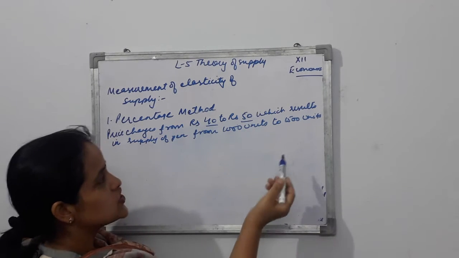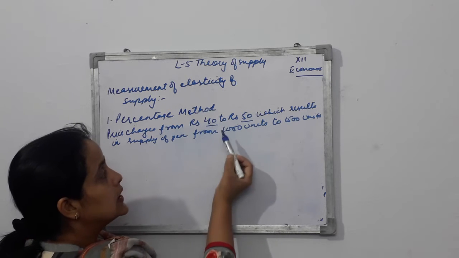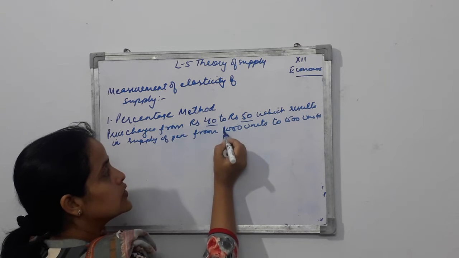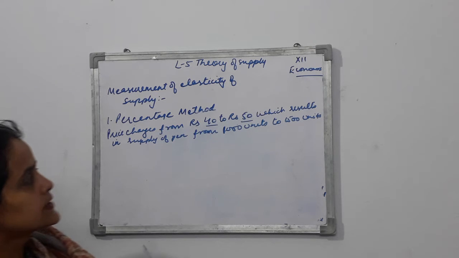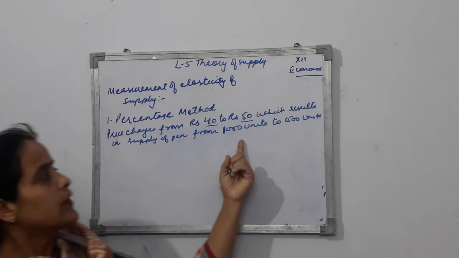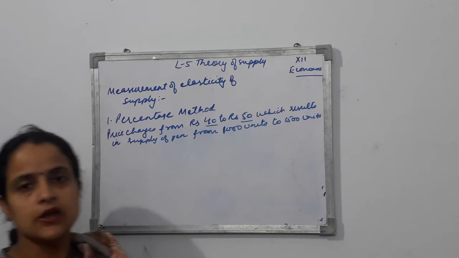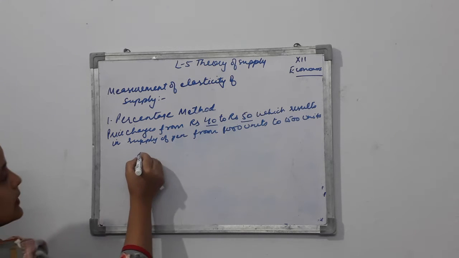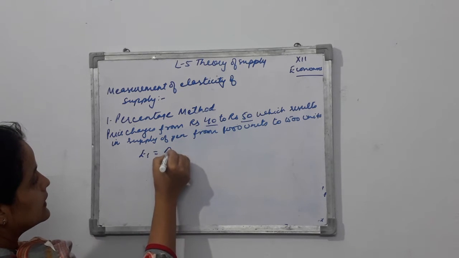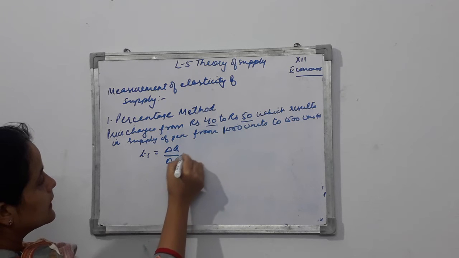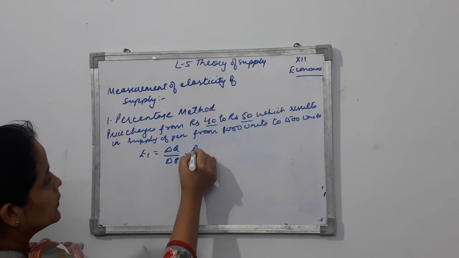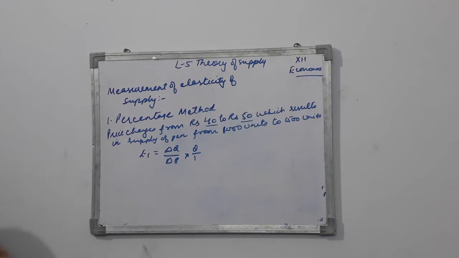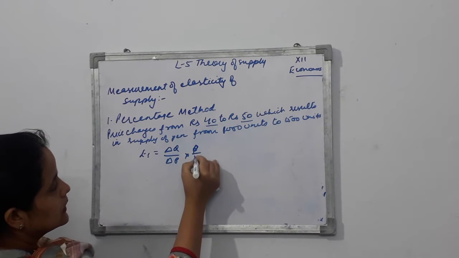So I told you when the price increases, the supply also increases. Earlier you were asking for 1000 pens. Now you are asking for how many pens? 1500 pens. So we have to calculate the elasticity of supply. The formula is delta Q upon delta P into P upon Q.